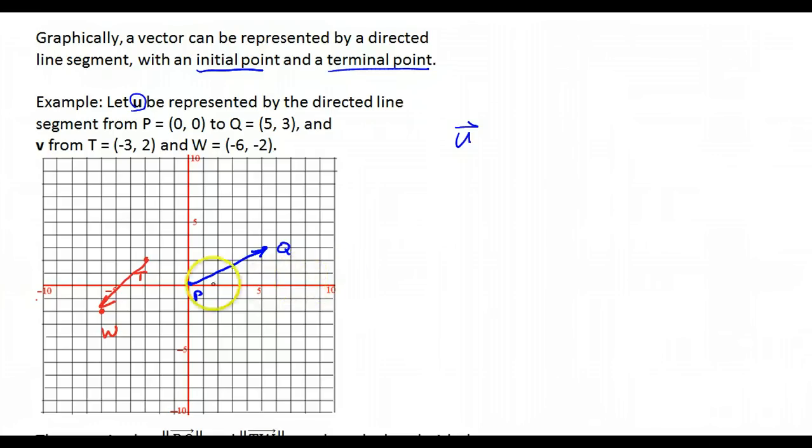We always go from the initial point to the terminal point, and then we draw our arrow. Now the cool thing about vectors is that you can pick them up and move them around as long as you don't change their direction and you don't change their length. Their length is the magnitude, and the slope is their direction.